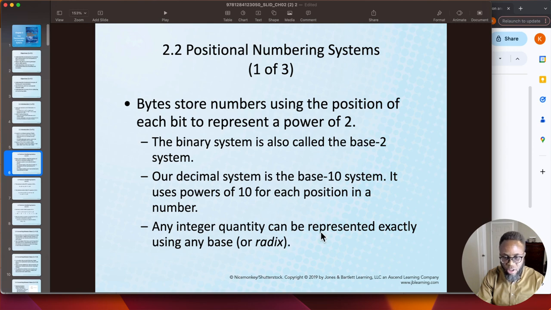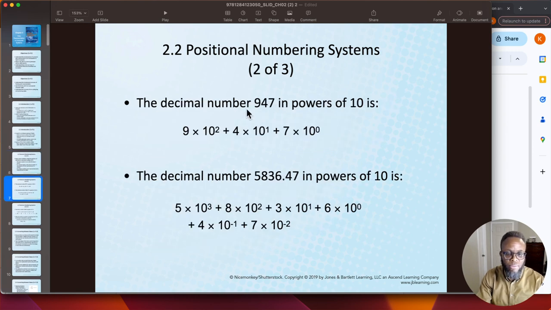Okay, and an integer number can be represented using any base or any radix, right? A number 10 can be represented in base 1, in base 2, in base 3, in base 4. Any number can be represented in any base or radix. Okay, so this is a very good example.